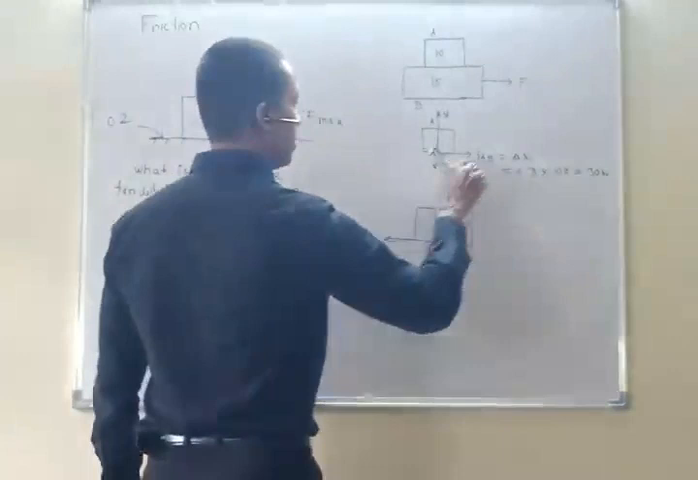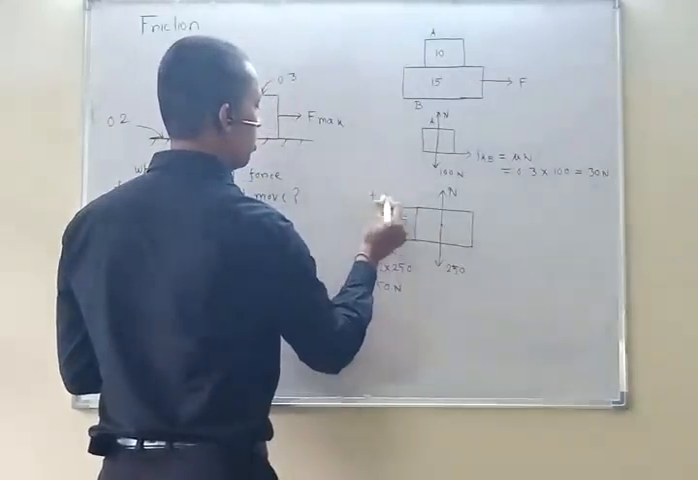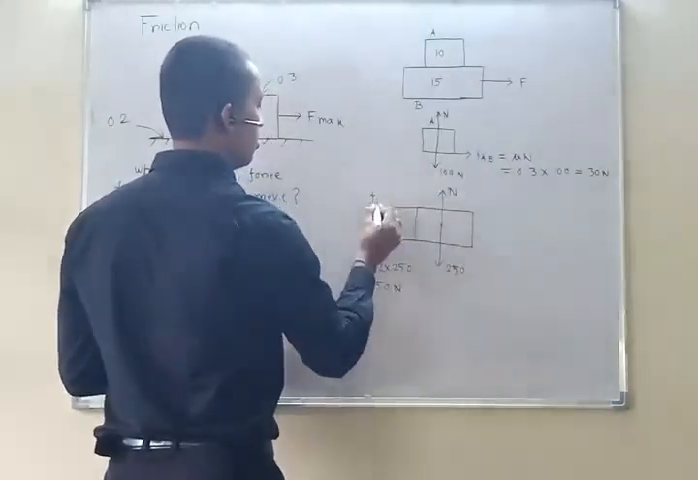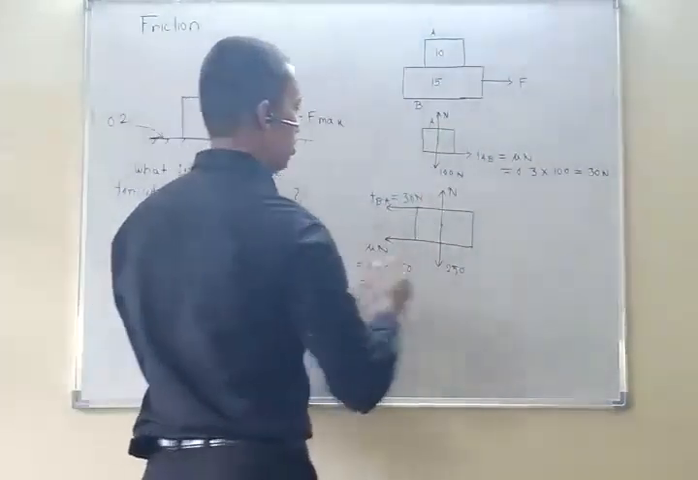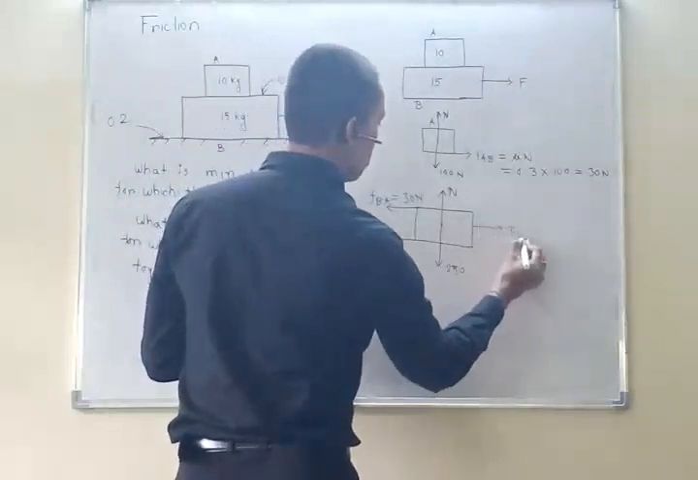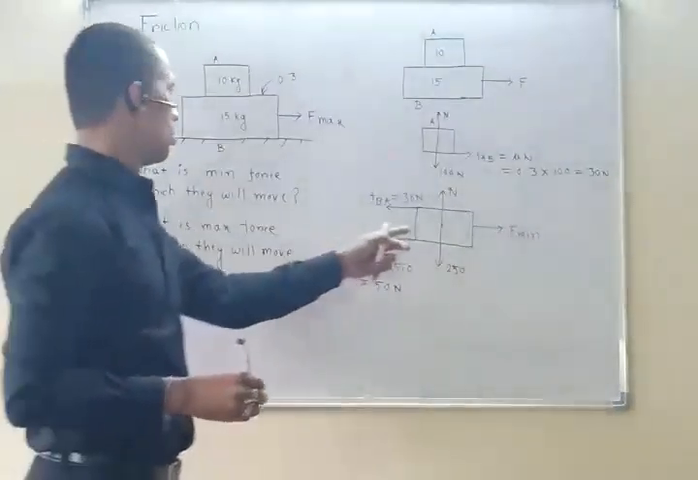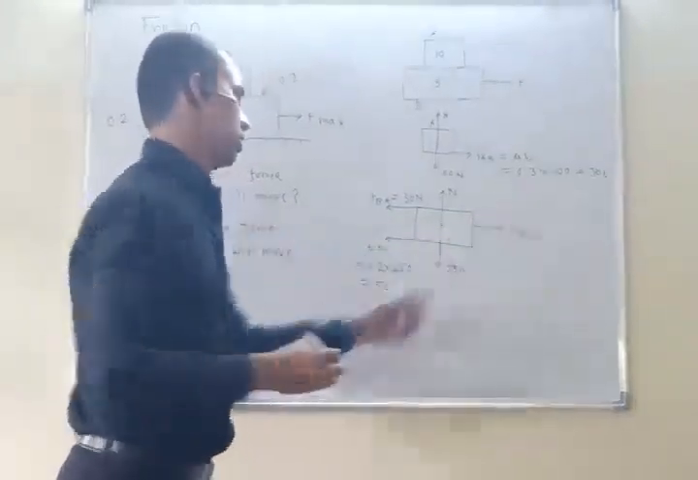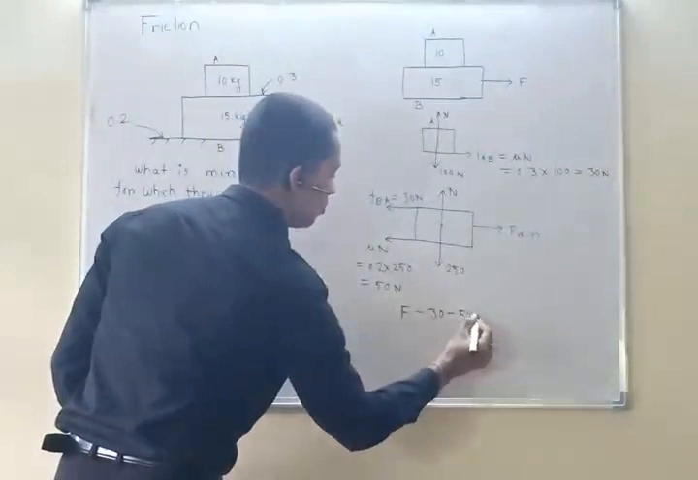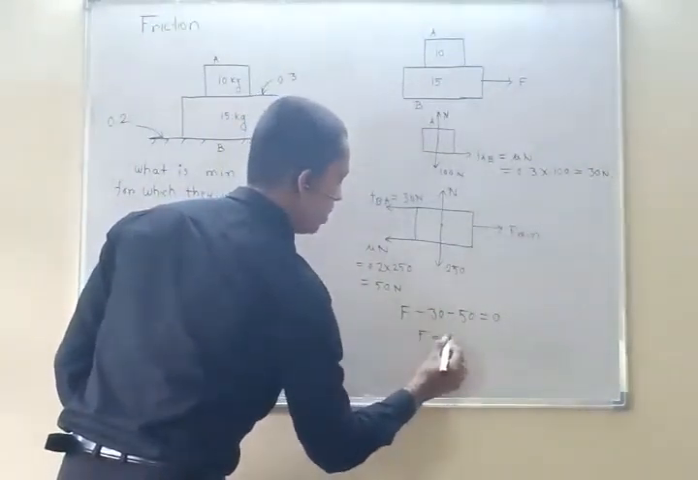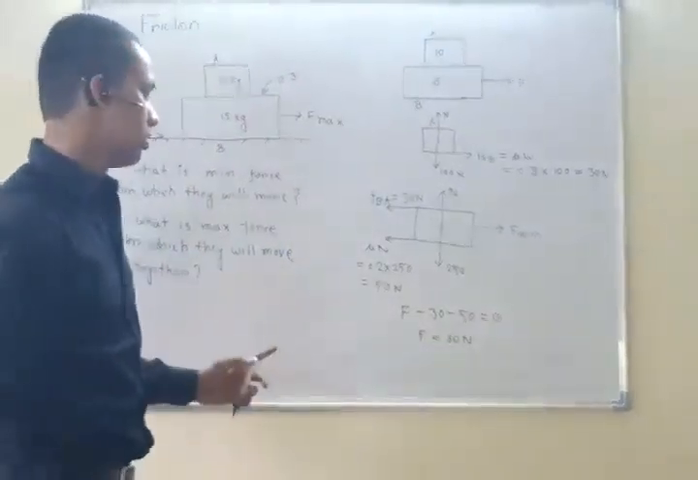What is the value in this direction? F on B by A, and that is 30 Newton. And this force is F minimum. What is the value of F minimum for this block B to move in this direction? F minus 30 minus 50 equal to 0. F equal to 80 Newton. Clear? That is what I am trying to tell. This is wrong.